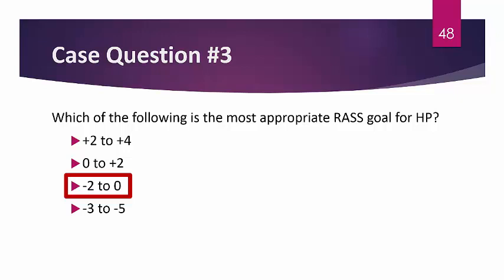-3 to -5 is also incorrect because that would indicate that the patient is too sedated, and the patient does not have an indication to be deeply sedated like continuous paralytic use. That would be needed for a continuous paralytic such as a cisatracurium drip.